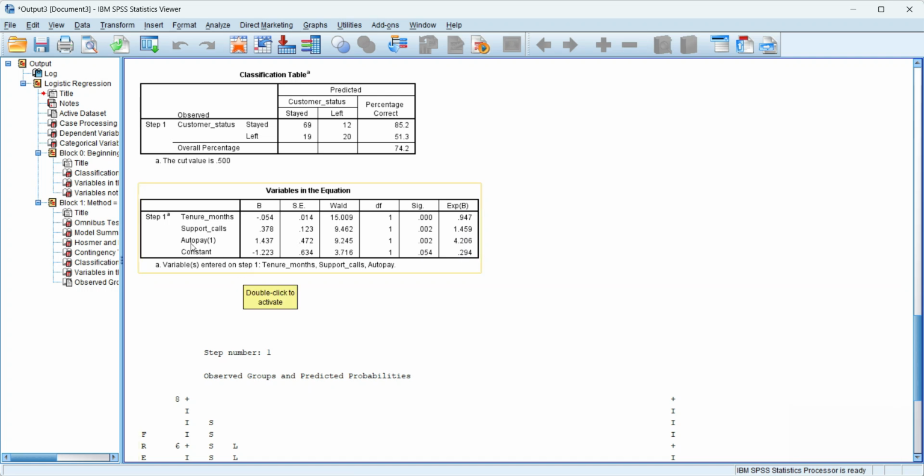As well, for autopay, the unstandardized beta value is 1.437, the Wald value is 9.245, and the p value is also significant because the p value is lower than 0.05. So in this case we also say that if customers find it easy and learn about the auto enrollment, then there will be a high level of customer retention, and customers stay with the service center.